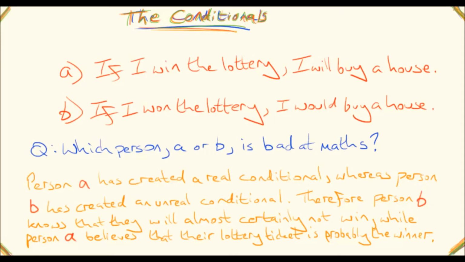So which person, A or B, is bad at maths? Well, a native speaker would assume that actually person A is bad at maths, because while both sentences are absolutely correct, we would assume that you know what you're talking about and you're just not very good at mathematics. Whereas person B understands the truth of any lottery kind of situation.